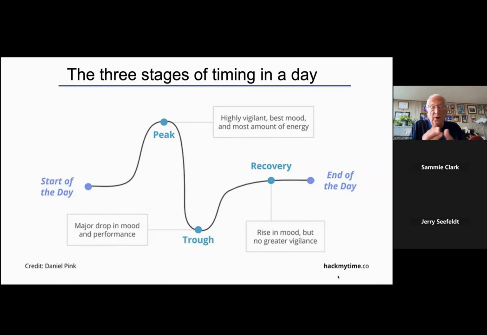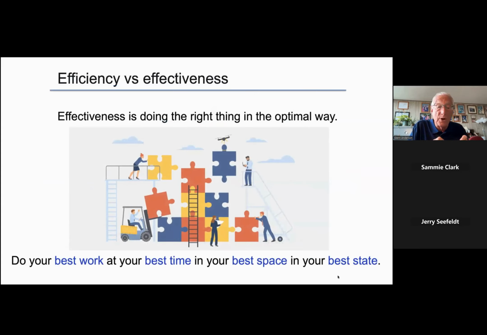So if this is your flow, what you're looking at here, you hit the peak in the morning, then what do you want to be doing in the morning? You don't want to be doing piddling little stuff. You want to be doing something that's big and hard and complicated. That's what you want to do when you've got that most amount of energy at the peak. So you want to be doing your best work at your best time in your best space.